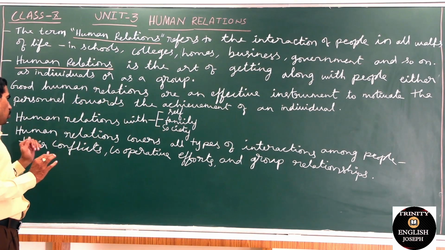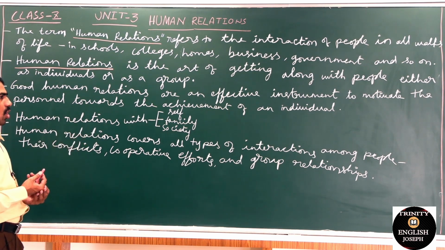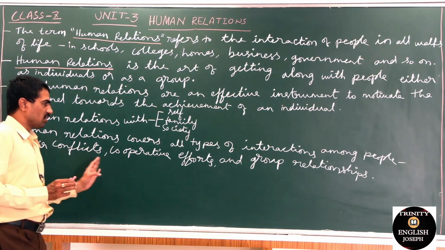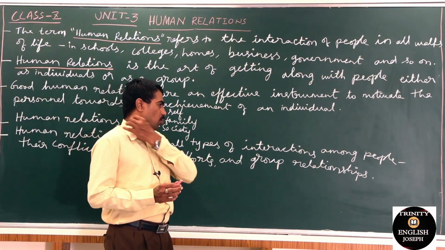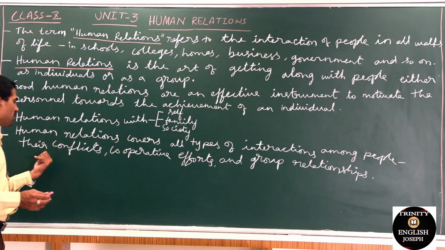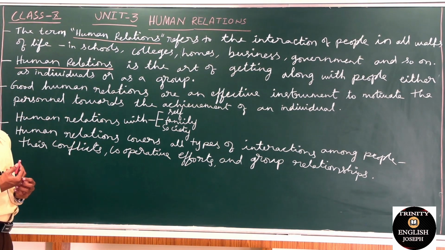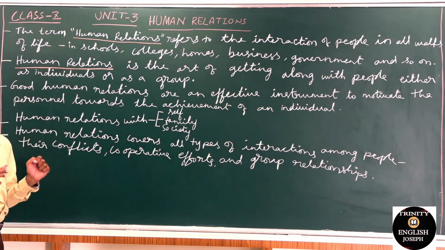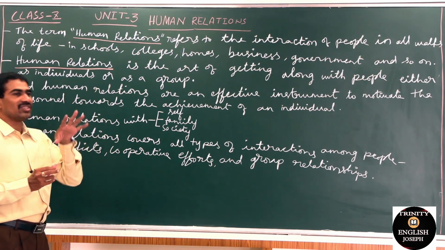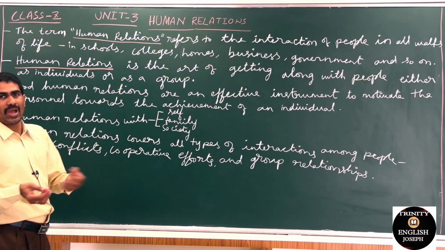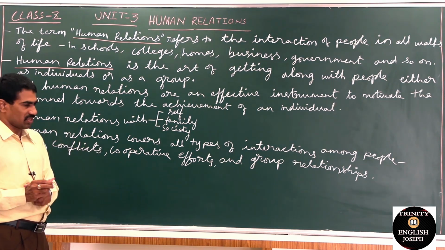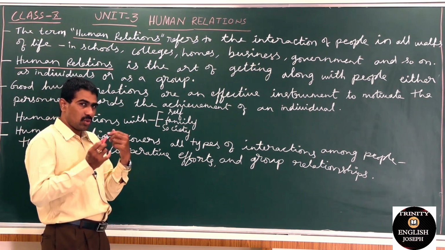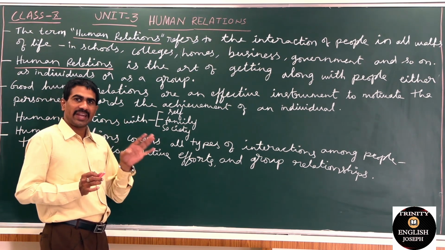And next, as you continue, human relations cover all types of interactions among people, their conflicts, their cooperative efforts and group relationships. So here we have conflicts. When we are in society, all people won't be the same. If you look at the hand, all 5 fingers are not the same. In the same way, we have different kinds of people in society. So we do have understanding problems, we do have conflicts. And here, cooperative efforts. Being in society, we have to cooperate with each other, understand each other.